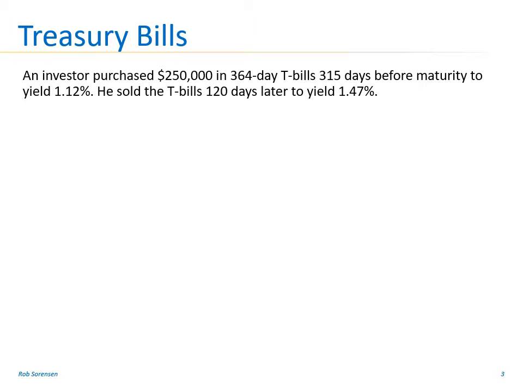Let's have a look at an example. An investor purchased $250,000 in 364-day T-bills, but he didn't buy them right at the beginning. He only bought them 315 days before they were due. And this investor wanted to yield or make a return of 1.12%. And then the bills were sold 120 days later to yield 1.47%. How much did the investor pay for the T-bills?